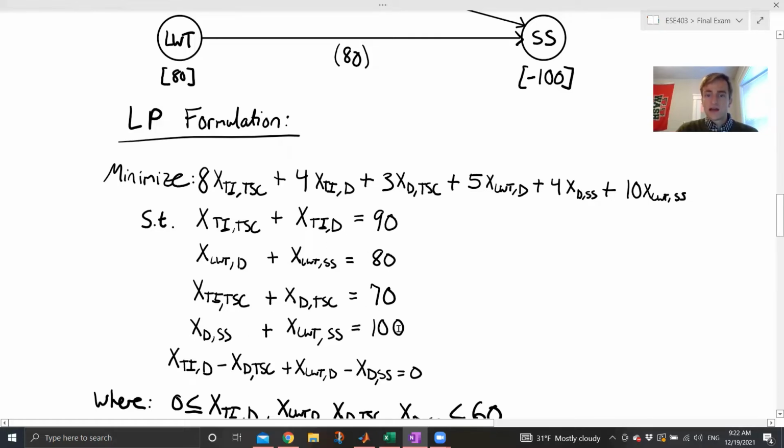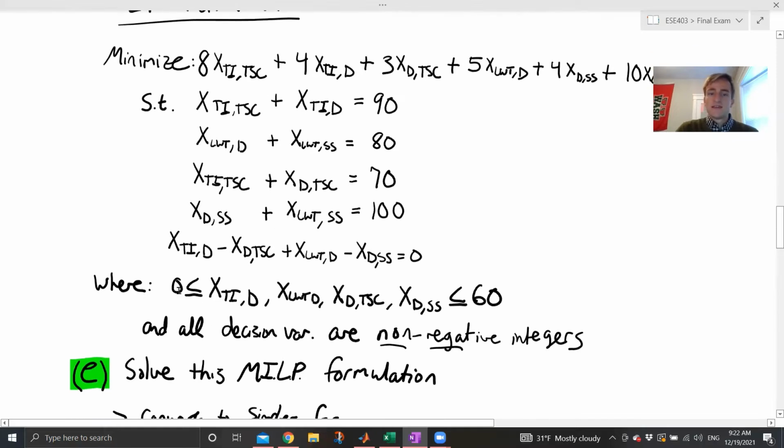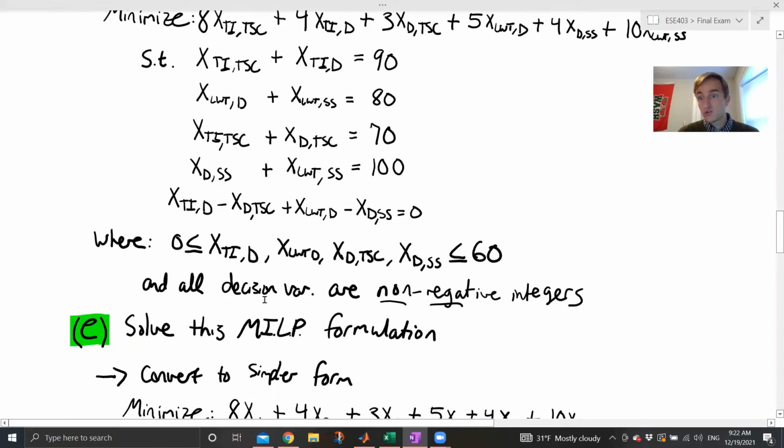So these are the supply demand constraints. And then these are the constraints that all of them have to be non-negative integers. Like I said, this is an integer programming problem because products aren't shipped half done, they're shipped when they're done. And so they all have to be non-negative integers, but anything going to and from the distribution center has to be between 0 and 60. 60 is our cap for those.